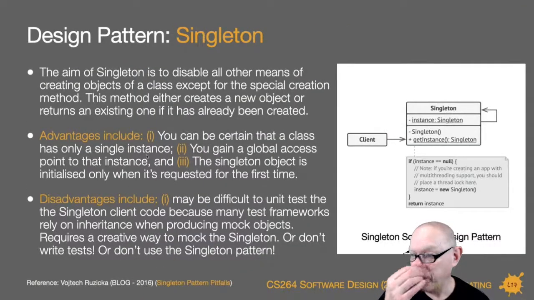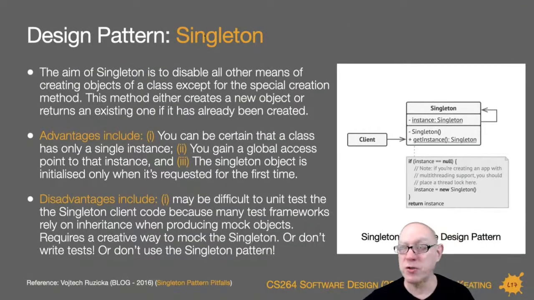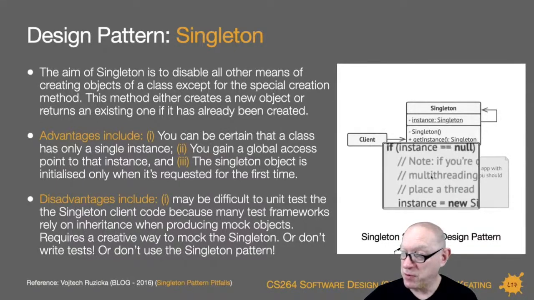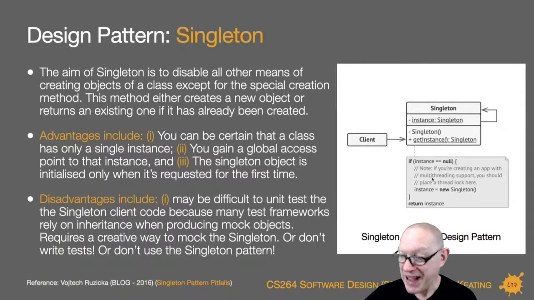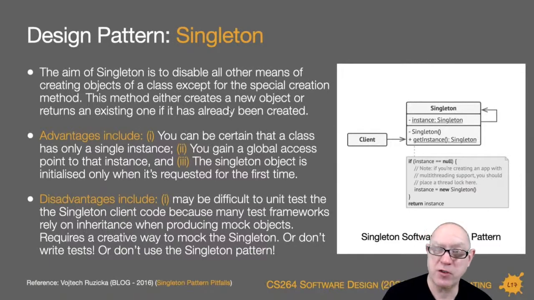Okay, so that pattern then, just to review, we're interested in singleton. It would be important, of course, and we can have a look at the singleton again. We know this is the class diagram for that, understand it. And there's some information about how we make it happen. But the aim of the singleton is to disable all other means of creating objects of the class except the special creation method. And that method either creates a new object or returns the existing one if it's already been created.